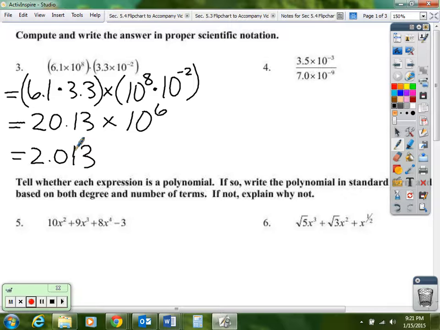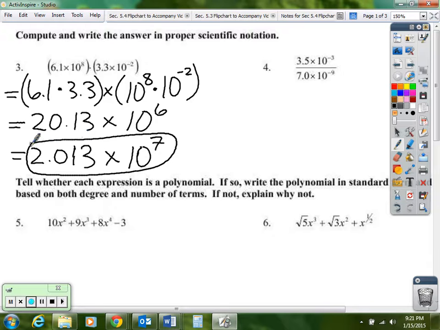2.013. Since we divided that number by 10, we must multiply the power of 10 by 10, thus increasing the exponent. Move the decimal point to the left, increase the exponent. This is 10 to the positive 7. That's our final answer for number 4.